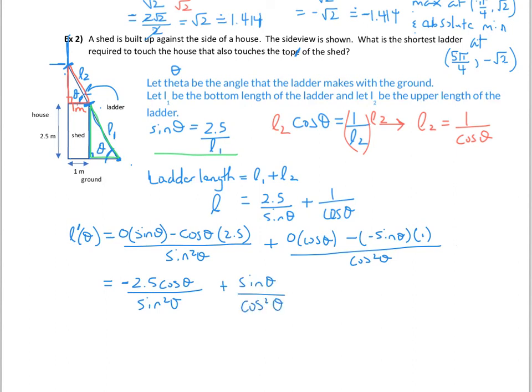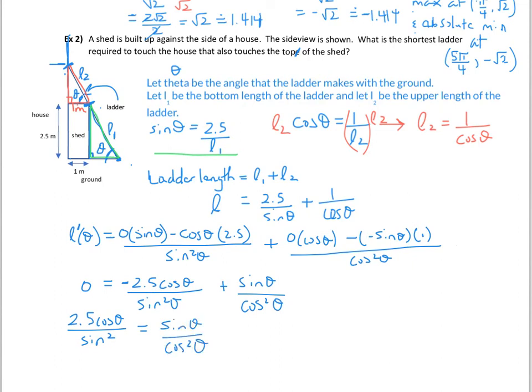Now, to be able to work with this, I want to find my critical numbers. And to get the critical numbers, I'm going to let the derivative equal 0. And from there, we have a couple options. We could combine this as a single function, or I could add 2.5 cos theta over sine squared theta to both sides of the equation. And I think that's what I will do with this. So 2.5 cos theta over sine squared theta will equal sine theta over cos squared theta.